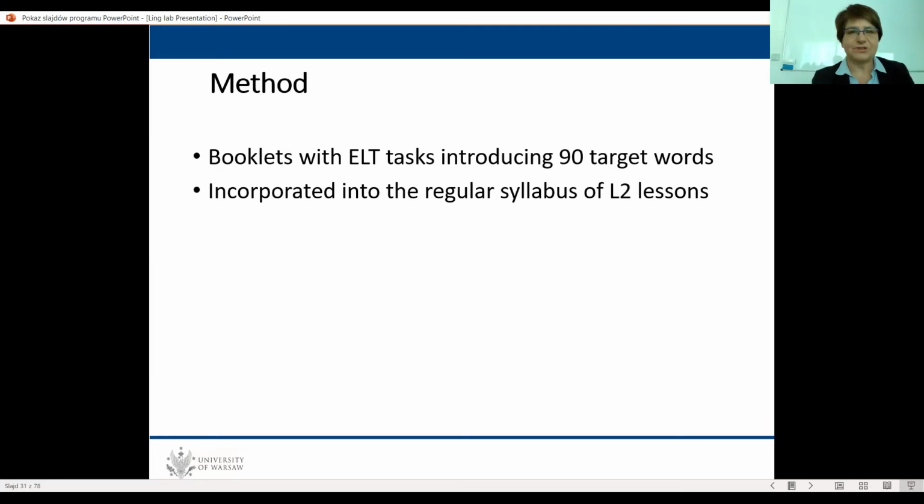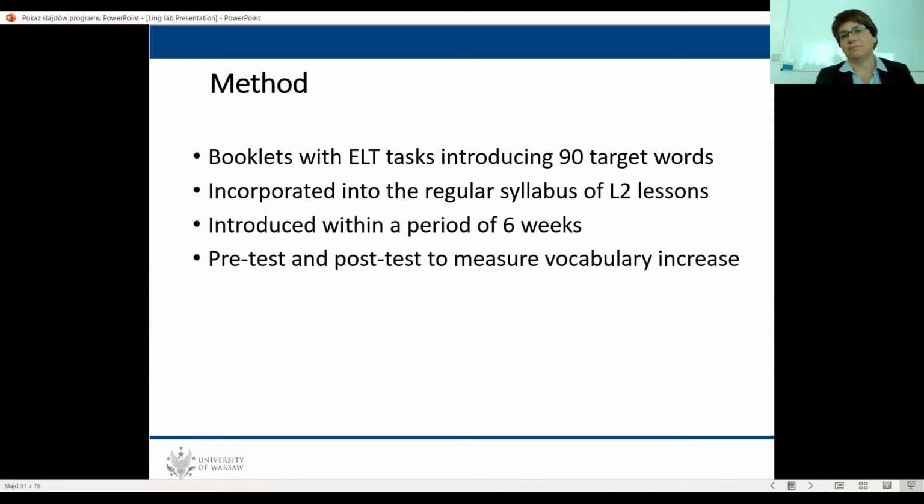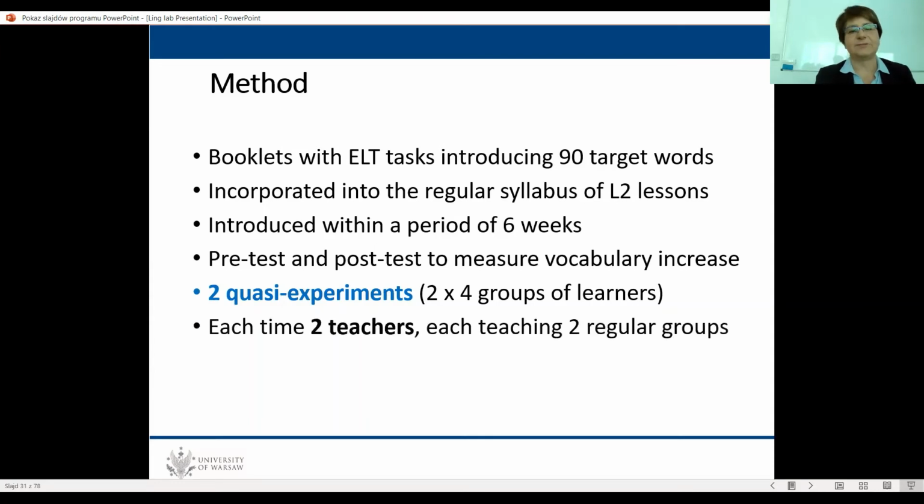So the method: teachers received booklets with those ELT words. The teaching was incorporated into regular classes. The words were introduced via those booklets for a period of 6 weeks. There was a pre-test and post-test, and those were quasi experiments, because we couldn't disentangle the classes, so there was no random assignment to the groups. So they were quasi experimental studies.